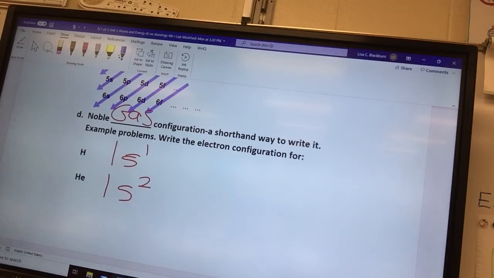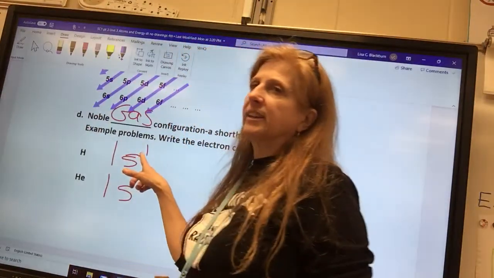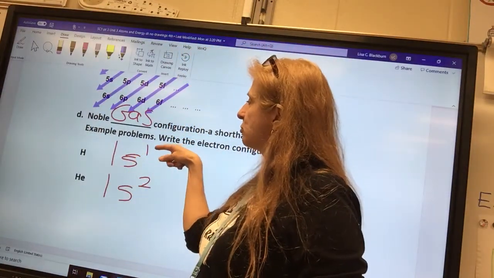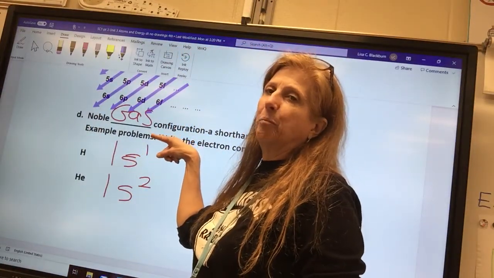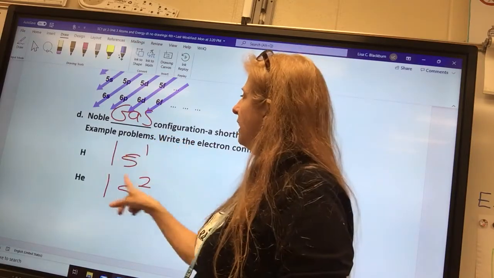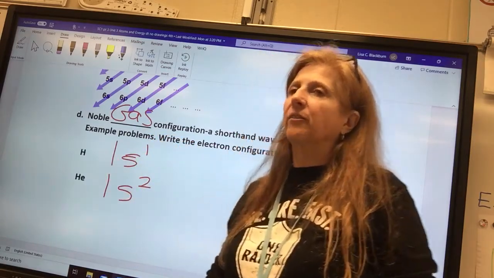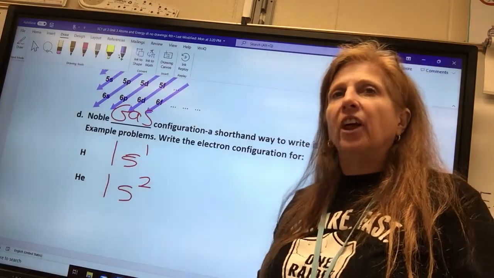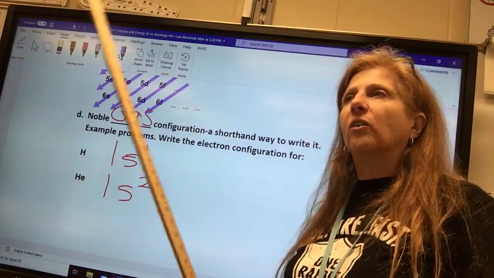So we know, because hydrogen is under s, that last electron is in the s room, and there's just 1 electron, so we get an exponent of 1. So this is the electron configuration for hydrogen. You're going to learn how to write them for all the elements.